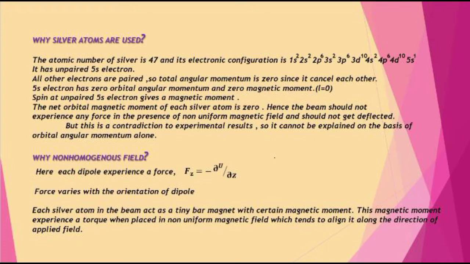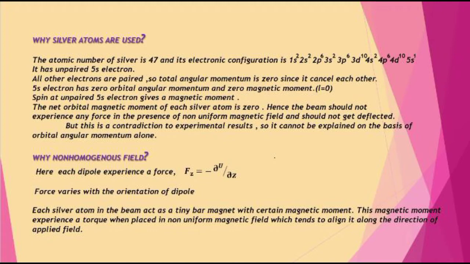This is given by L equal to 0. The spin of the unpaired 5s electron gives a magnetic moment here. The net orbital magnetic moment of each silver atom is 0. Hence, the beam should not experience any force in the presence of the non-uniform magnetic field and should not get deflected. But actually, this is a contradiction to the experimental results. So it cannot be explained on the basis of orbital angular momentum alone.